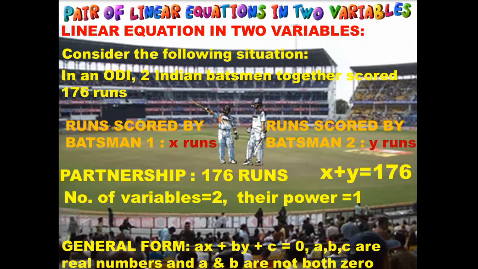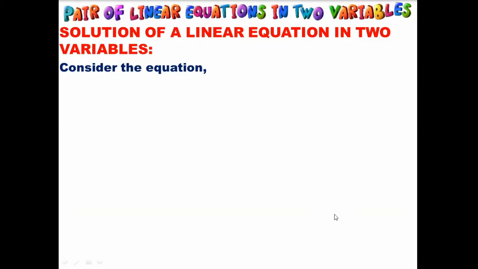And the general form of linear equation in two variables is ax plus by plus c equals 0, where a, b, c are real numbers, and the condition on a and b is that they should not be equal to 0 at the same time. So A and B are both not zero, right? Okay, so this is linear equation in two variables. And now let's see the solution of a linear equation in two variables.